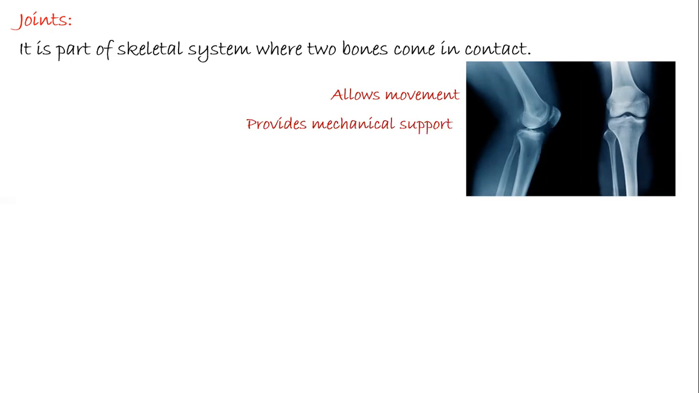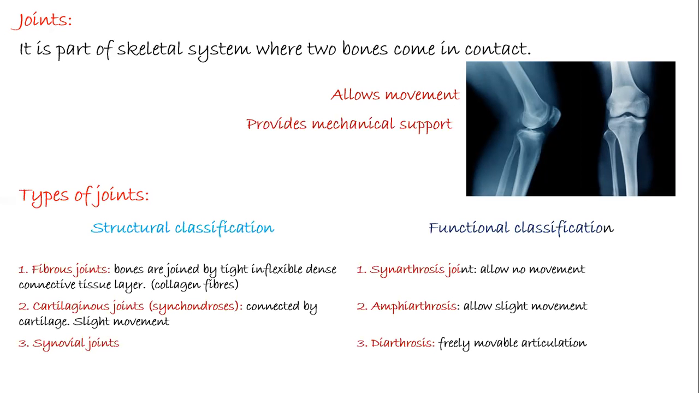Based on structure and function, joints are classified. The structural classification includes first, fibrous joints. These bones are joined by a tight, inflexible, dense connective tissue layer, so the bone does not show any kind of movement. Second is the cartilaginous joint, also called synchondrosis. It is connected by cartilage and allows only slight movement. And third is the synovial joint, where the movement is maximum.